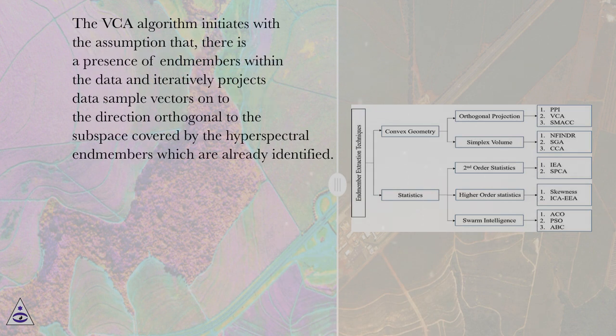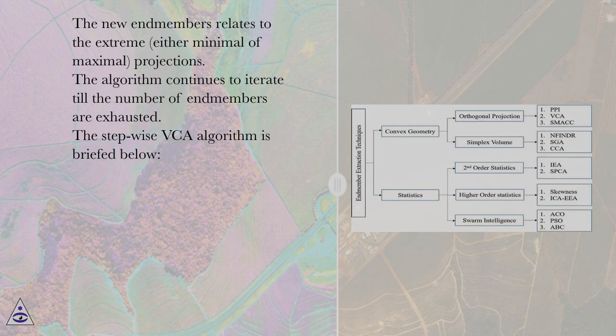The VCA algorithm initiates with the assumption that end members are present within the data and iteratively projects data sample vectors onto the direction orthogonal to the subspace covered by the hyperspectral end members which are already identified. The new end members relate to the extreme, either minimal or maximal, projections. The algorithm continues to iterate until the number of end members is exhausted. The stepwise VCA algorithm is briefed below.